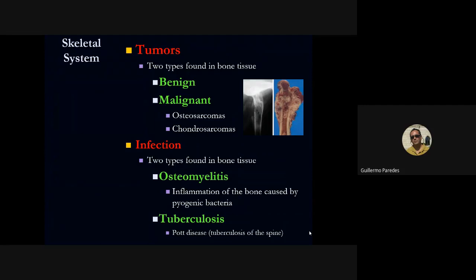Okay, so talking about tumors, we have, for example, osteosarcomas and chondrosarcomas. The benign ones are going to be called like this, osteoma. The cancer will be osteosarcoma. We have chondromas.